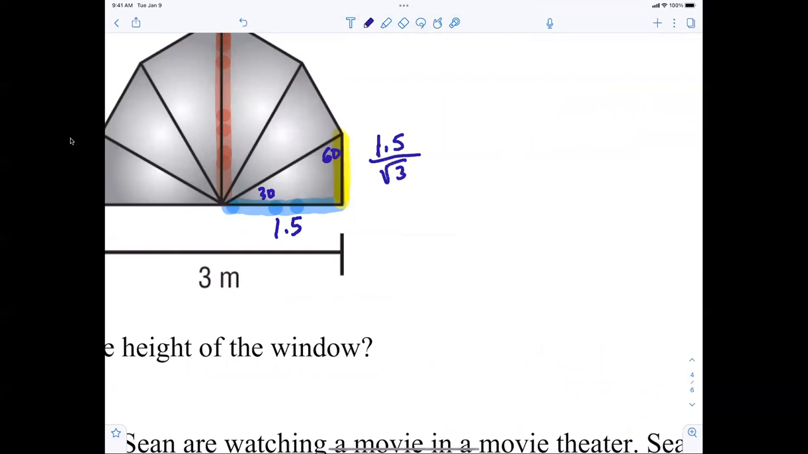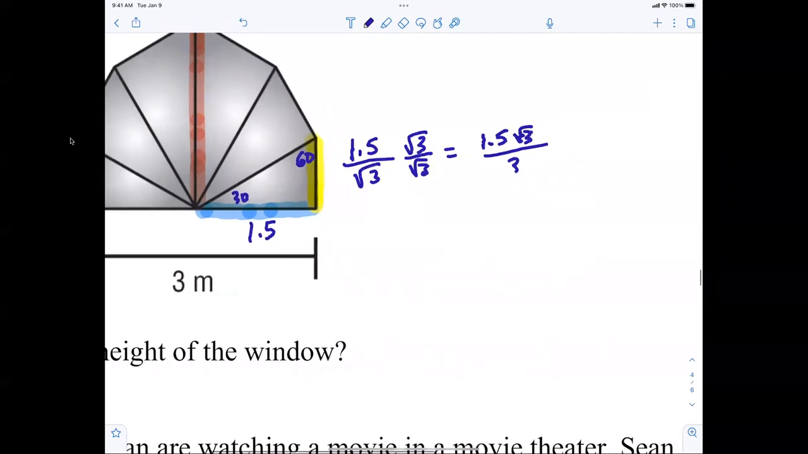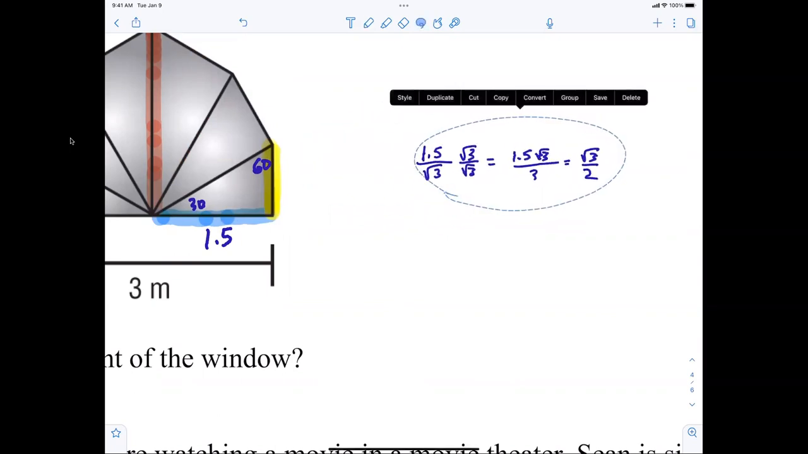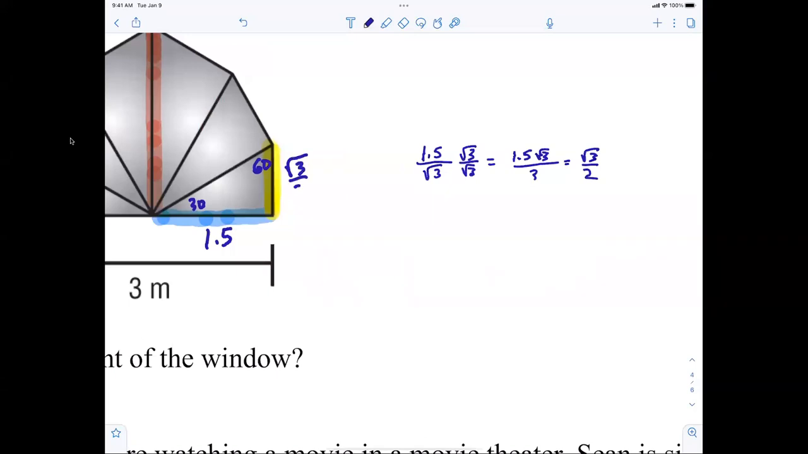This is another practice problem because all we're doing is practicing the relationships. And I don't like that, so we're going to multiply by radical 3. So I'm going to have 1.5 radical 3 over what? 3. And what's 1.5 divided by 3? Yes. So this is the same as square root of 3 over 2. So this is equal to square root 3 over 2.